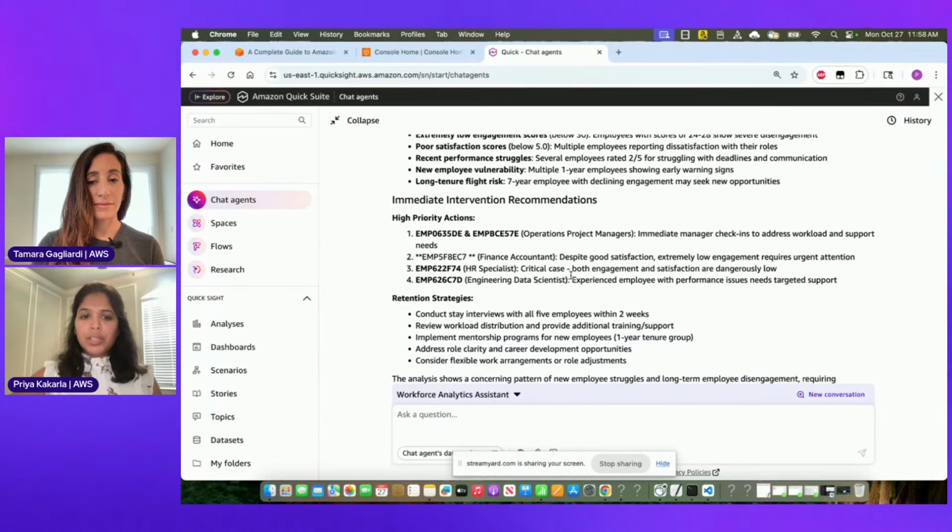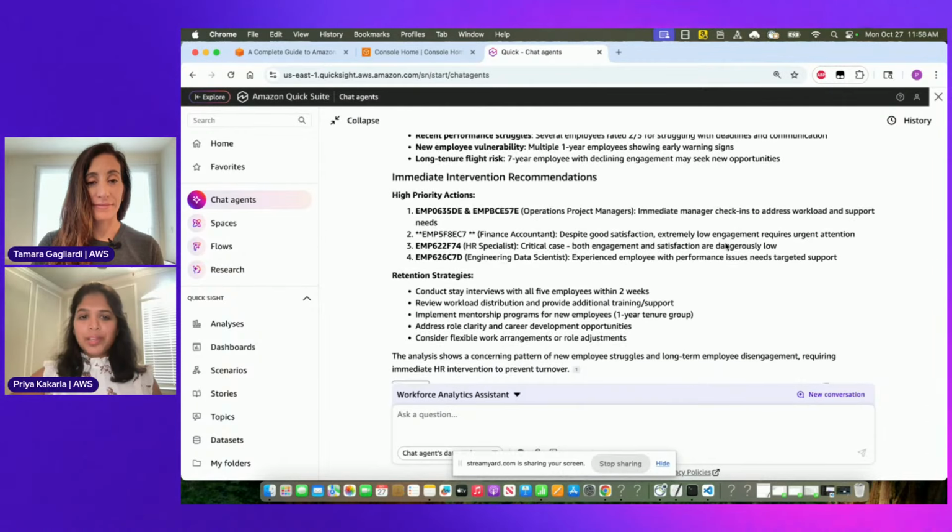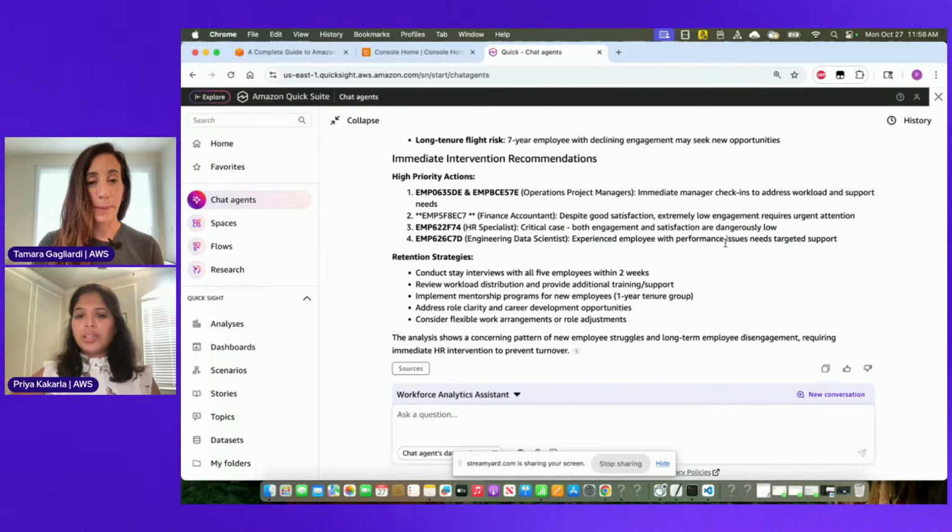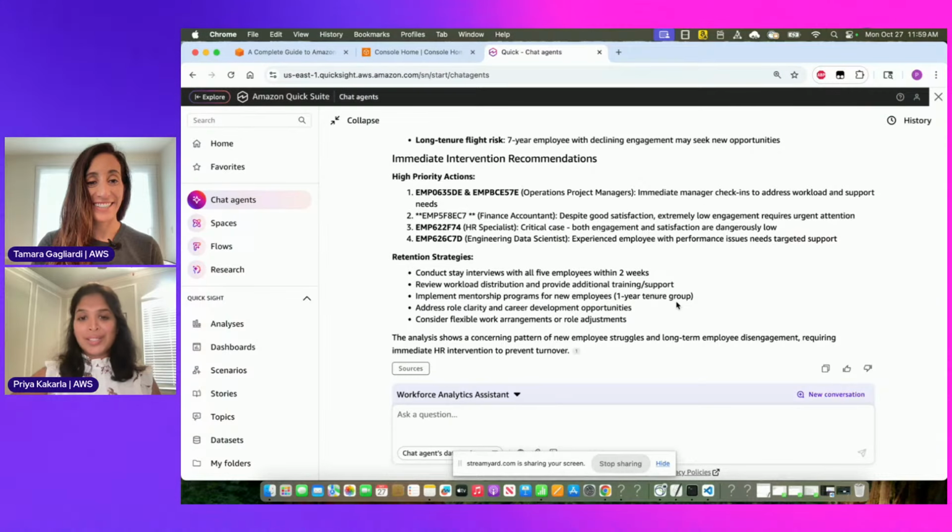It also came back with some recommendations, like what high priority actions they have to take. For these 2 employees, they have to immediately have a check-in, a follow-up call with them, and take some actions. And what are some of the retention strategies they have to follow for these employees. Pretty intense, that you cannot just get with structured information. It combines with unstructured data. That's where the power of Amazon Quick Suite stands.